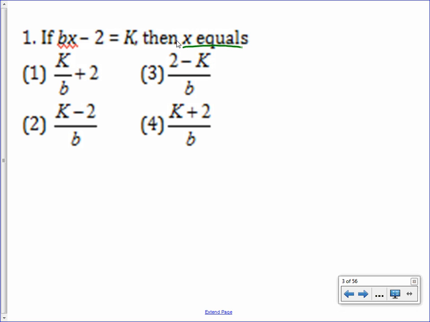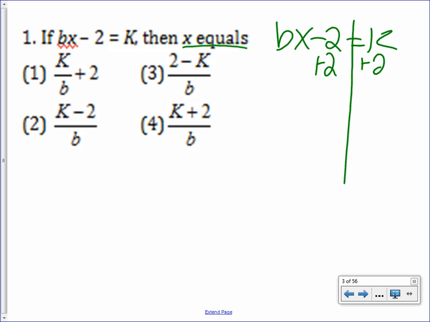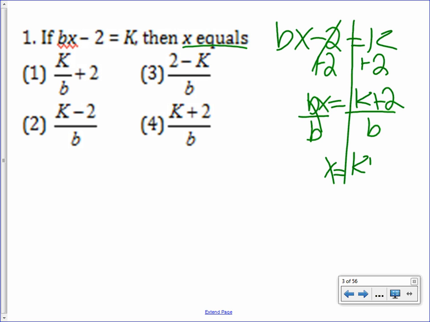x equals. Right now, we don't have x equals, so we need to get it so that it's x equals. So, we know to isolate: add or subtract first. Add 2, we get bx equals k plus 2. I'm not done yet, I divide last. I'm left with x equals (a plus 2) over b.